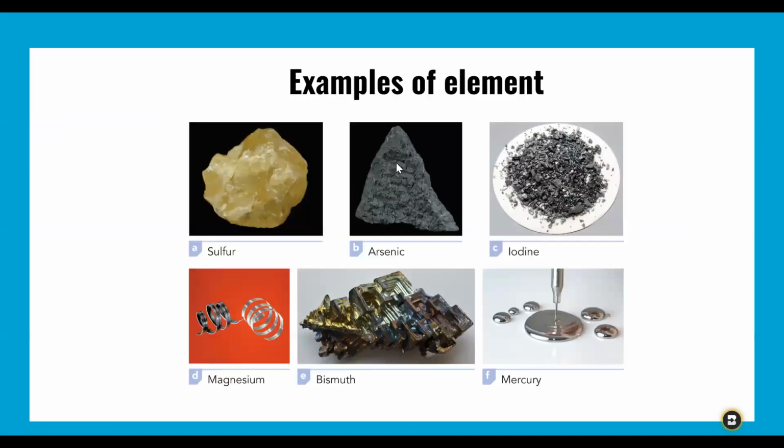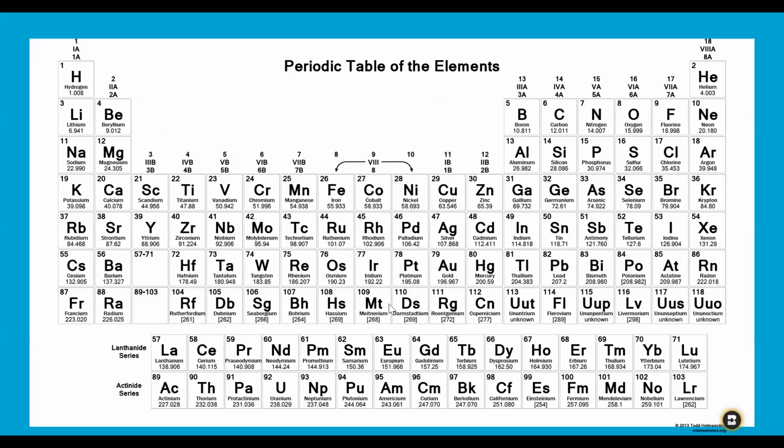So this is an example of elements, the same kind of atoms. Then these are elements. Everything in the periodic table is an element. Everything. You can't find a compound in the periodic table. You can't find a mixture in the periodic table. Everything here is elements.